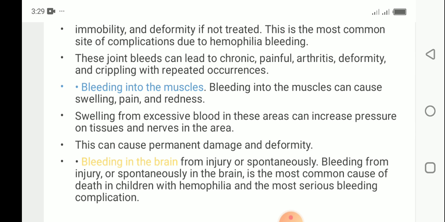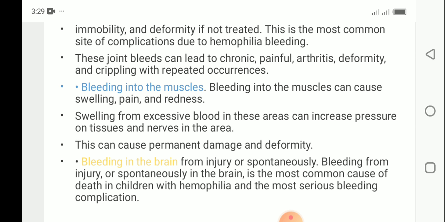Next one is the bleeding into the muscles. Sometimes it bleeds into the muscles also and causes severe pain, swelling and redness. Swelling from excessive blood in these areas can increase pressure on the tissues and nerves in the area. This causes permanent damage and deformity of the muscles also.